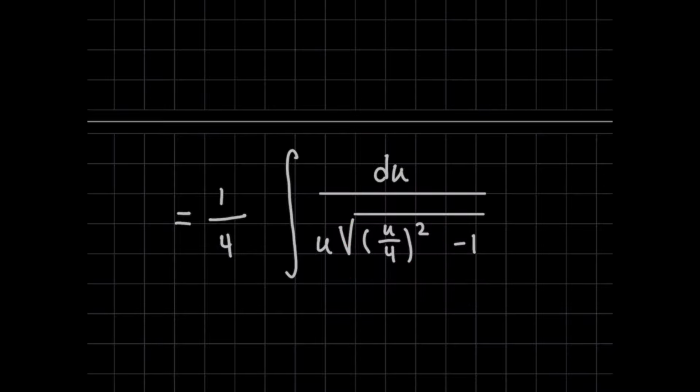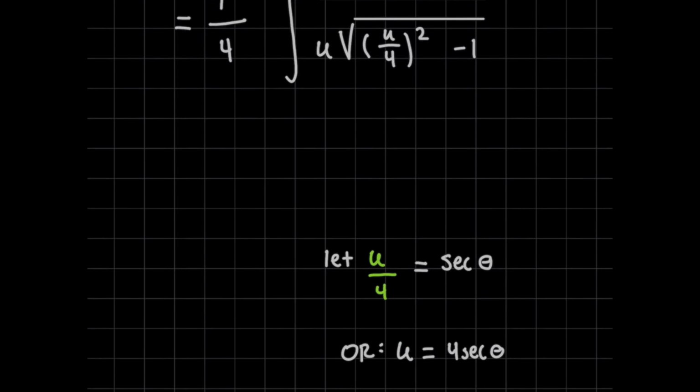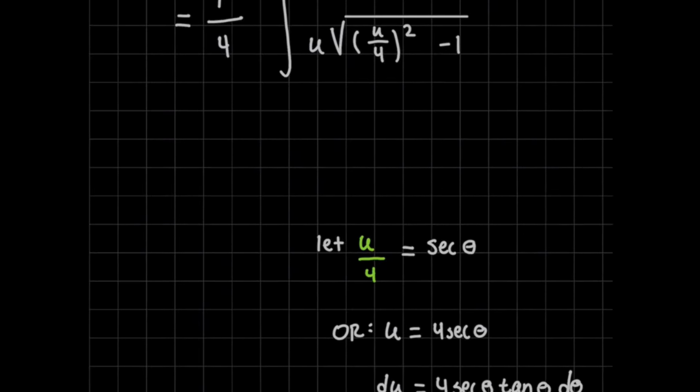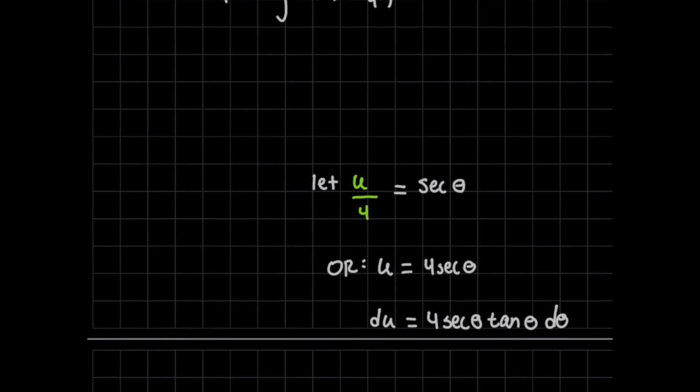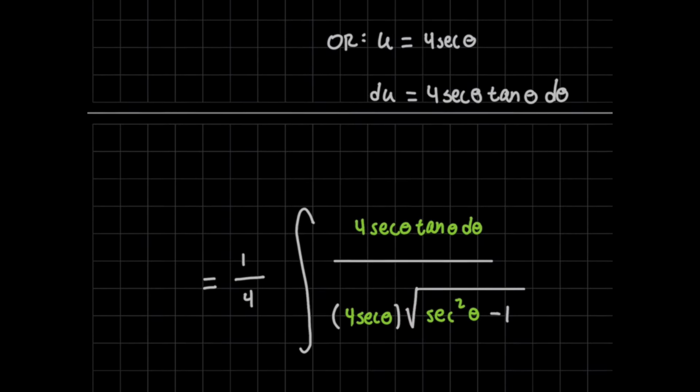But you know what's cool about that is we can actually stop right here and do a u substitution anyhow, because this -1 here looks exactly like how we want it to look. But why don't I just let this whole u over 4 be my substitution? I'm going to let u over 4 equal secant of theta. And then I can rewrite this to basically say that u equals 4 secant of theta, right? So that when I take the derivative of both sides, when we substitute in for du on the numerator, it'll be 4 secant theta tangent theta d theta, giving us this new integral.